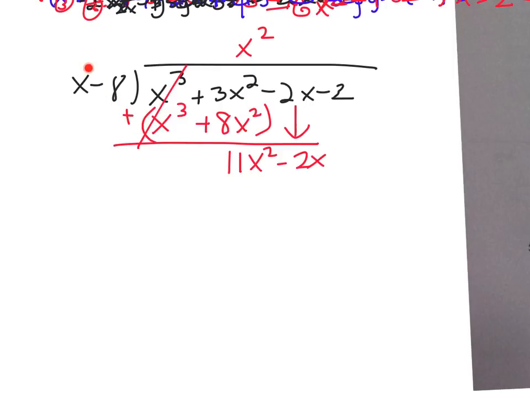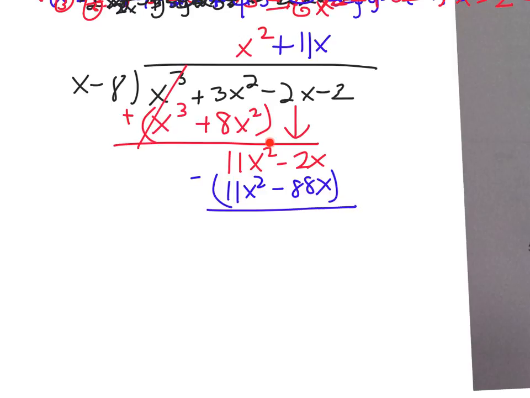All right, so I have x times what is 11x squared? That would be positive 11x. Multiply down, I get negative 88x and positive 11x squared. Subtract, put in parentheses. So 11x squared minus 11x squared is 0. Negative 2x minus negative 88x, that's a plus plus, so that's positive 86x. All right, bring down the minus 2.